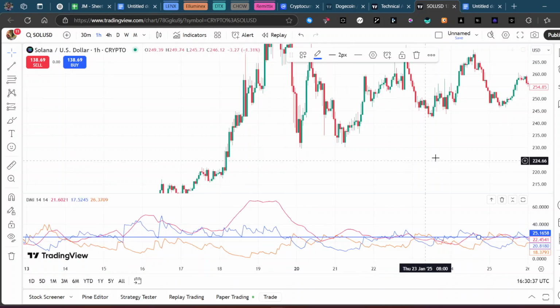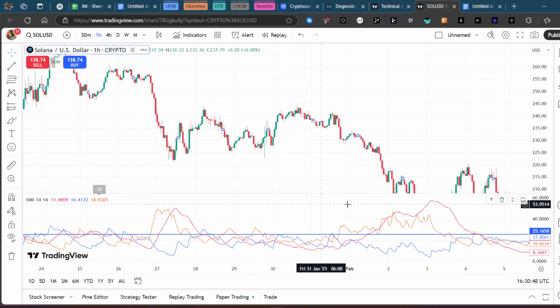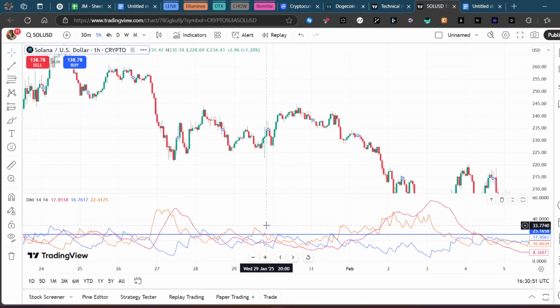On the other hand, if the negative DI is above the positive DI, remember that negative DI is the orange line. So when the negative DI is above, remember that for a bullish trend, the positive DI has to be above the negative DI, but for a bearish trend, the negative DI has to be above the positive DI. And if you have the ADX rising above 25, then you have a strong bearish trend. All right?